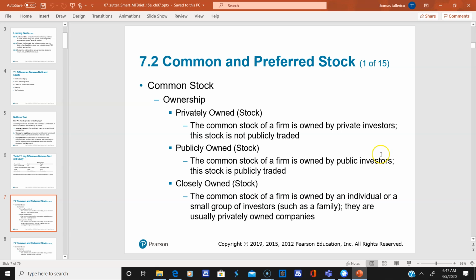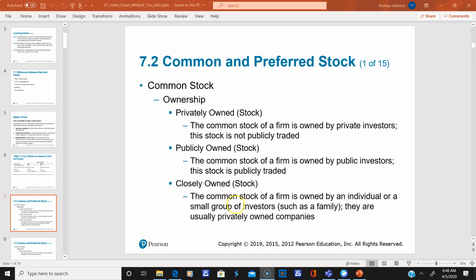All right, so there's two types of stock, right? There's common and preferred. So common stock is the most common, I guess, right? You have ownership, right? And there's privately owned stock, right? And it's got private investors such as venture capitalists or angel investors. And it's not publicly traded. That's the way Facebook was before it went public, right? There was private investors. Okay, and then there is publicly owned, which we all love and know really well. And this is the common stock of a firm that's owned by public investors. And we trade amongst each other with this, right? It's publicly traded.